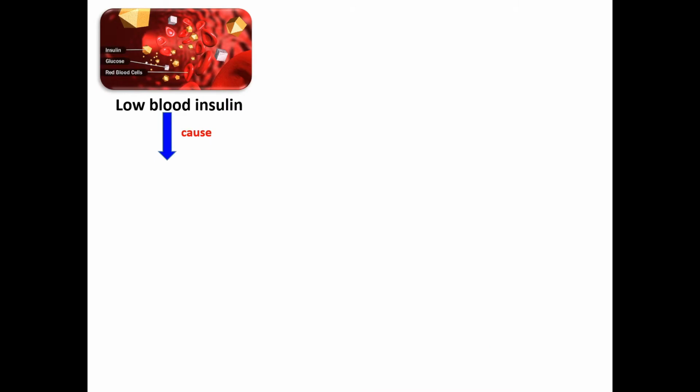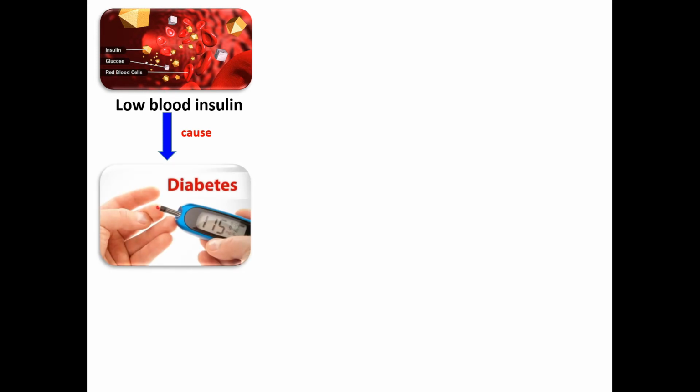Okay, now we go to the next slide. The problem arises when the insulin level in the blood is low. This is due to the body cannot produce the insulin, so not enough insulin to stimulate tissue to take up glucose. So this will cause high blood glucose level, and this condition may cause diabetes.